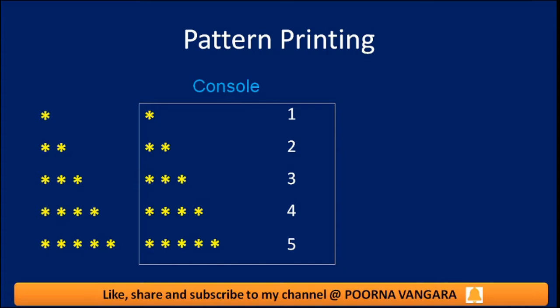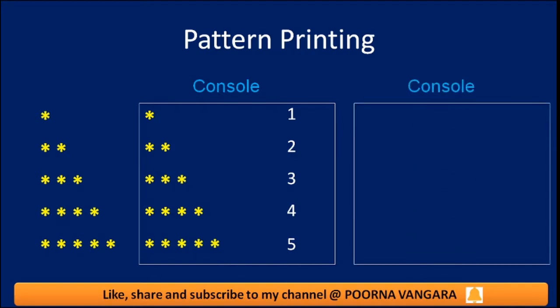In fact, if you observe here, we are not only printing the star, we are also printing the space. In between these stars we have space also. To understand that, I am representing one more console and I am representing the space with an underscore symbol or minus symbol. So like this.